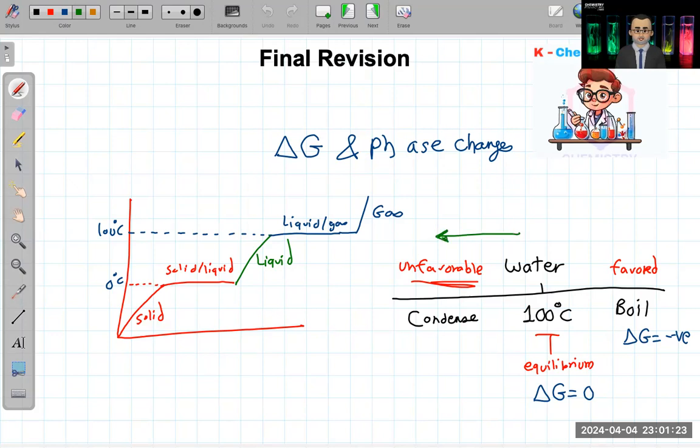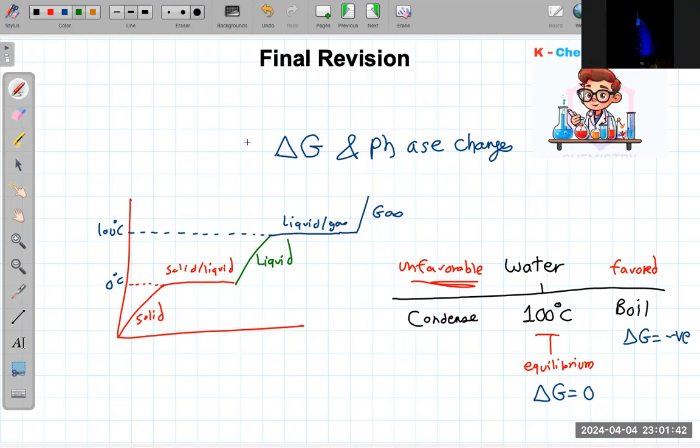If you decrease the temperature, you move to the left. Is it going to condense or boil? Which will be more favorable if you decrease the temperature? If you decrease the temperature less than 100, what do you think? Which one will be more favorable?